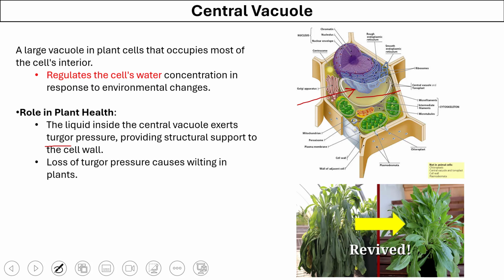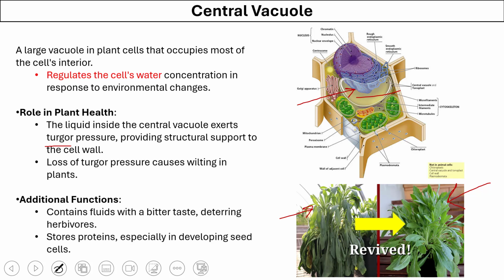You must have seen when there is a lot of heat or sun outside, the plants lose a lot of water and they become wilted like this. But when you provide them enough water again, they revive like this. So the fluid content in these vacuoles is important for keeping the structure in a revived form. This fluid is usually bitter, which is why it discourages herbivore animals from eating the plants, and they store proteins which are essential for developing seeds in the cell.